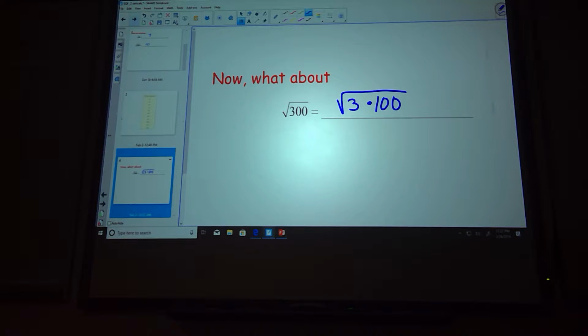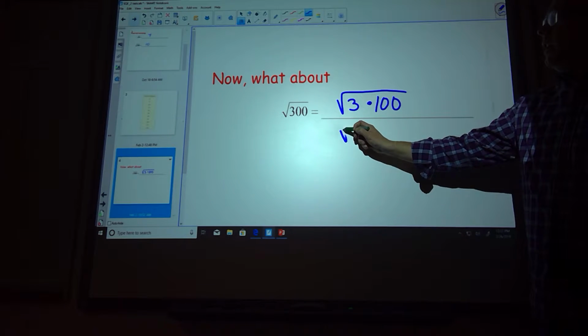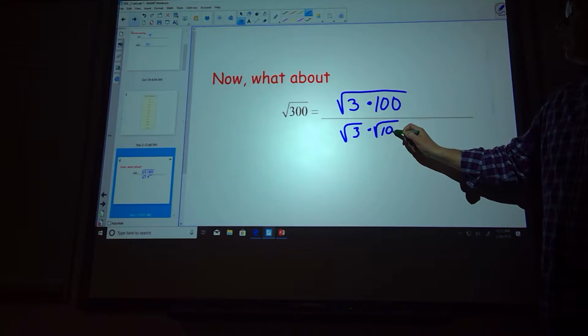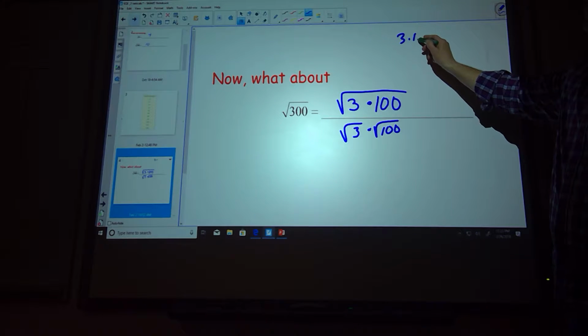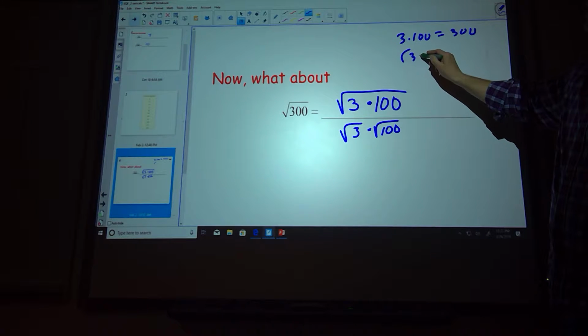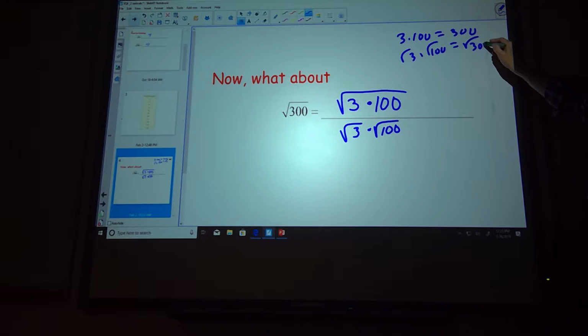No, we wouldn't say that. All right, so let me ask you this. Is this kind of the same thing as well? Is 3 times 100 equal to 300? Then root 3 times root 100 is equal to root 300, okay?